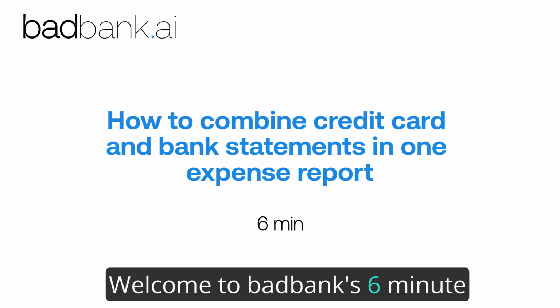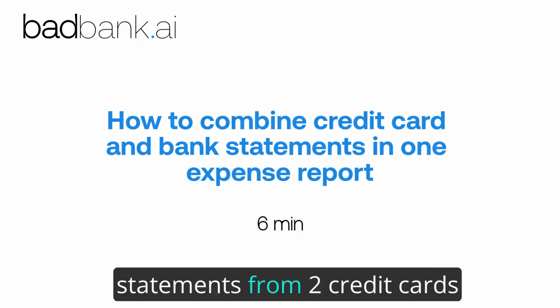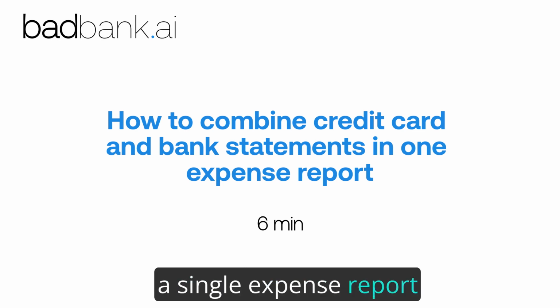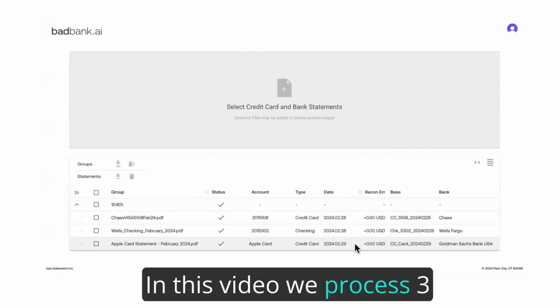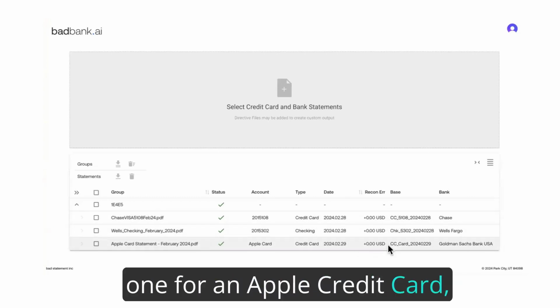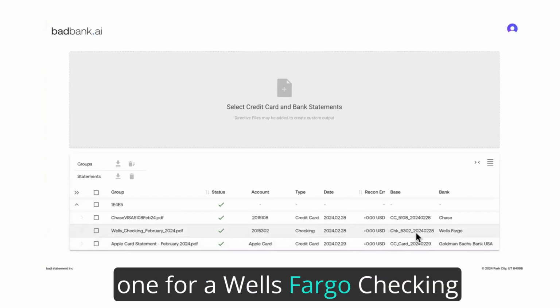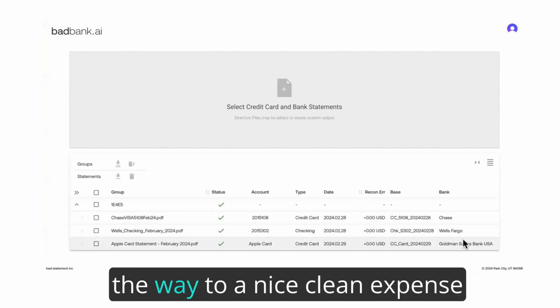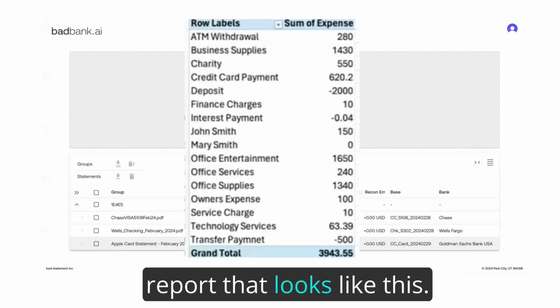Welcome to Bad Bank's 6-minute video where we combine statements from 2 credit cards and 1 checking account in a single expense report. In this video, we process 3 different February statements: 1 for an Apple credit card, 1 for a Wells Fargo checking account, and 1 for a Chase Visa, and we use Bad Bank to get all the way to a nice clean expense report that looks like this.